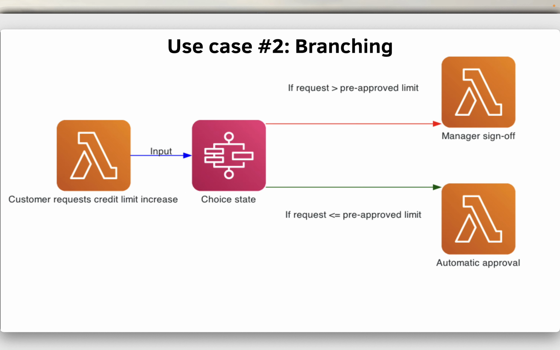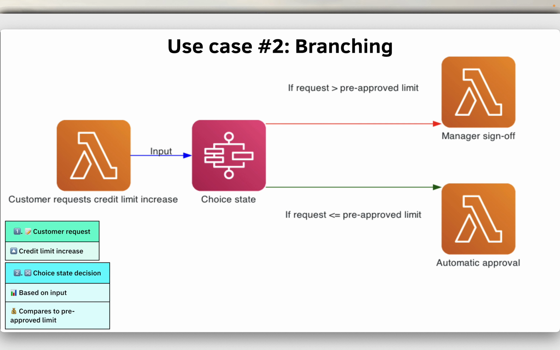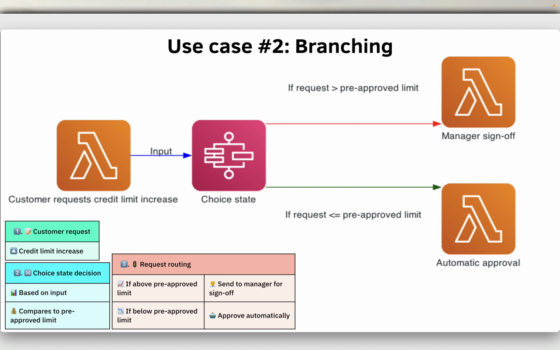Next one is branching. In this case, let's say a customer has initiated a request for a credit limit increase. Step Functions creates a choice state. The one in the middle is the choice state, and it's part of the Step Functions service. Step Functions uses a choice state to make decisions based on the input, comparing the requested increase to the customer's pre-approved credit limit. The request is then routed based on the decision. If it is above the pre-approved limit, it is sent to a manager for sign-off. So there will be a different Lambda function or process.